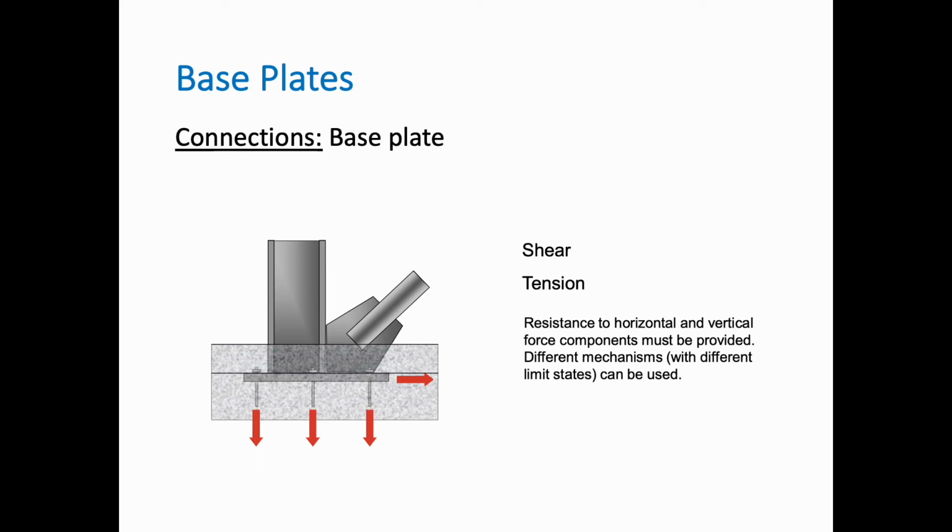And finally, when it comes to the design of the base plates, both shear and tension are accounted for. So the resistance to horizontal and vertical forces must be provided, and different mechanisms can be used for that. As we saw previously in one of the experimental pictures, it's relatively straightforward to connect the gusset plate through the base plate and the foundation design.